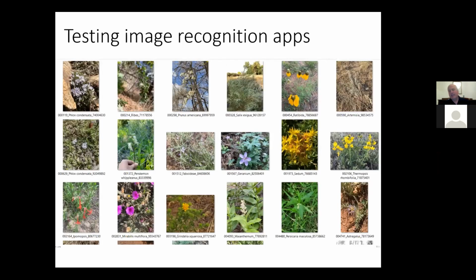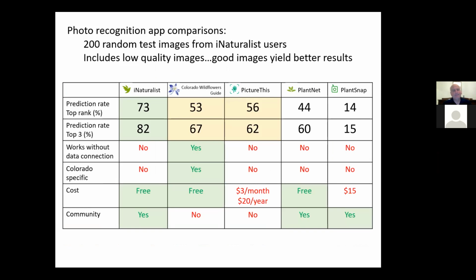Okay, so then what I did was I downloaded several thousand unidentified images from iNaturalist. I randomly selected 200 of them. And then I went through and I only used ones where I could tell what the right answer was, because otherwise we can't test whether or not it's getting the right prediction if I don't know what the right prediction is. So there's a little bit of a bias there. And then I took 5 apps and put all 200 images through them to compare their performance. And these are the results.